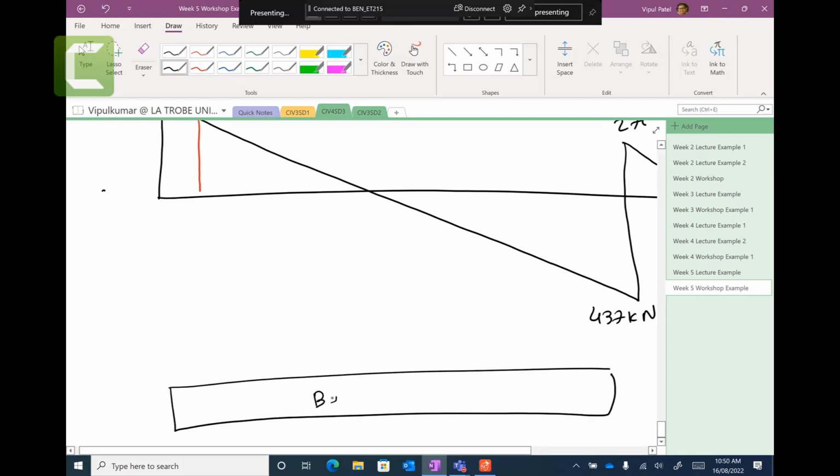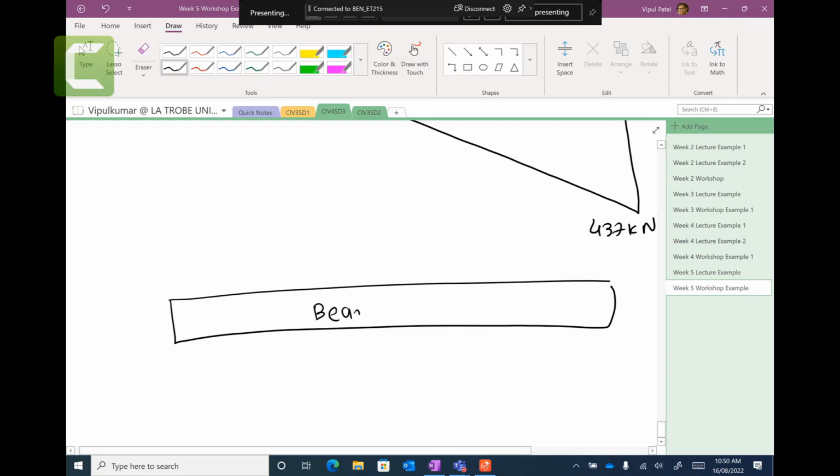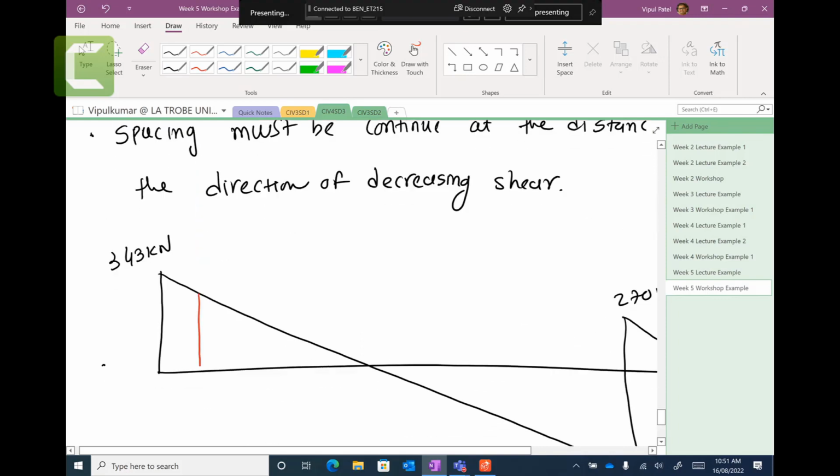This is your beam and these are your supports. So the first fitment that you're going to provide is 50 millimeters from your supports. That is clause 8.2.3.2, sorry, clause 8.3.2.3, right? They said that's okay.